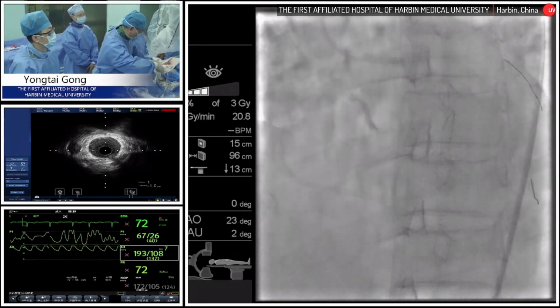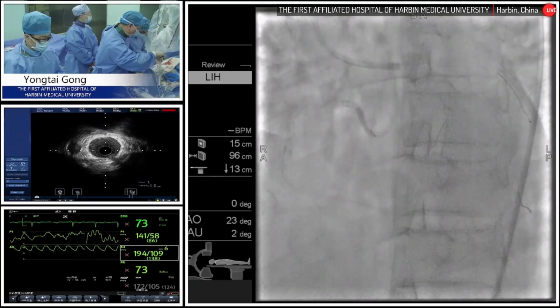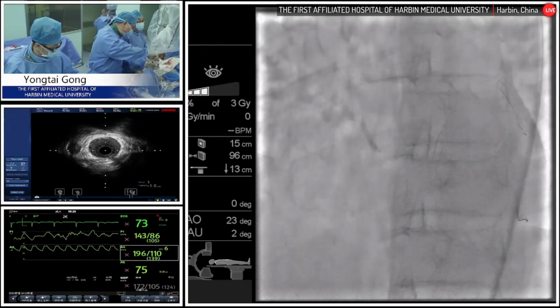At the beginning, I think Professor Gong just checked the proximal cap of this patient to make sure that everything is in the correct position.